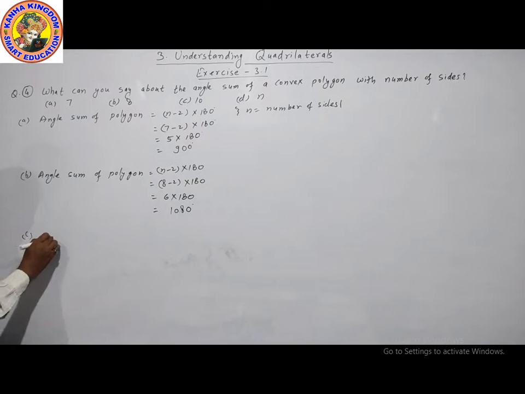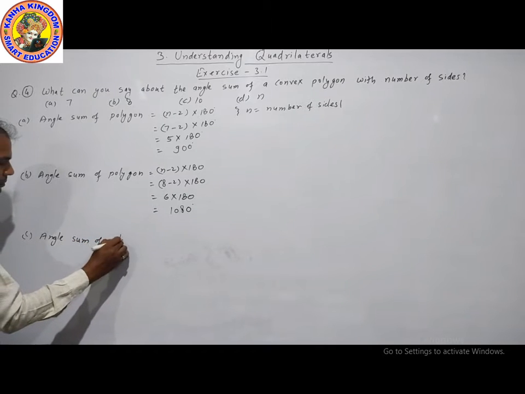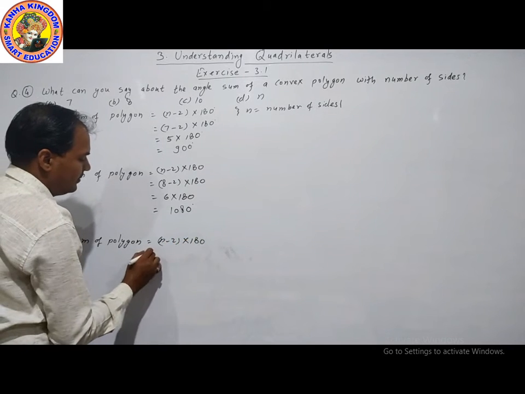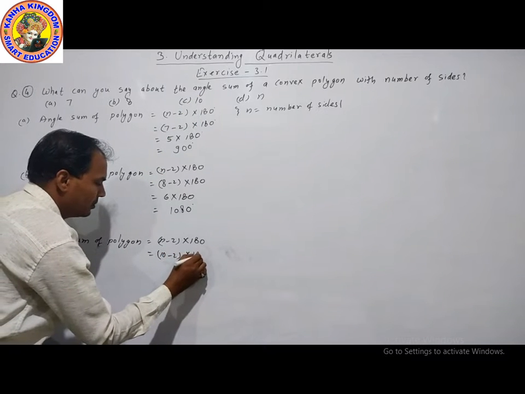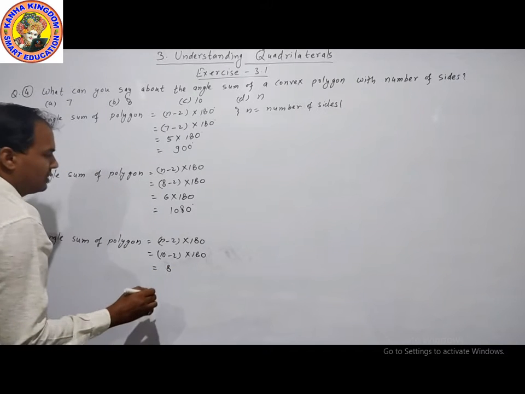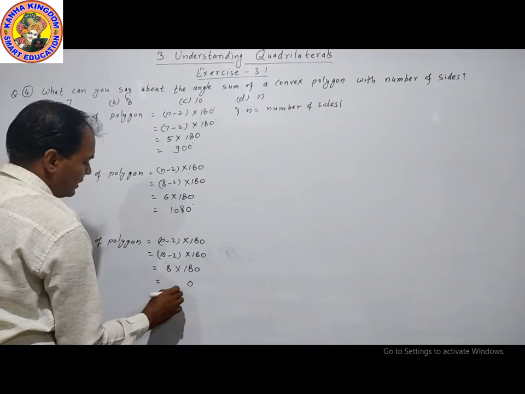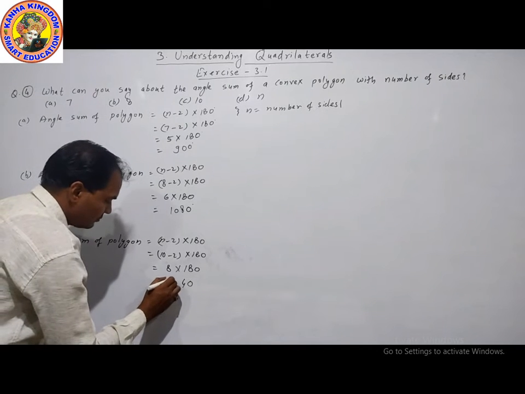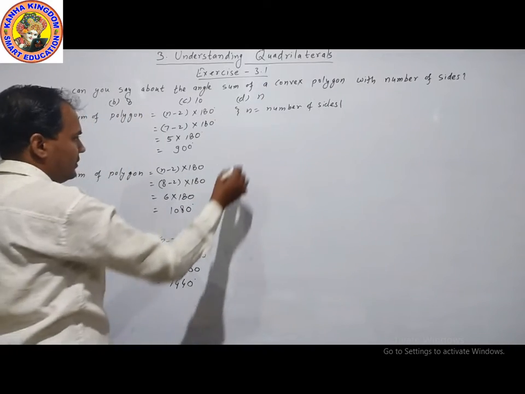Part C. The angle sum of a polygon is equal to (n minus 2) into 180, the number of sides is 10. 10 minus 2 into 180, 8 into 180. 8 times 18 is 144, so the answer is 1440. The next is n.